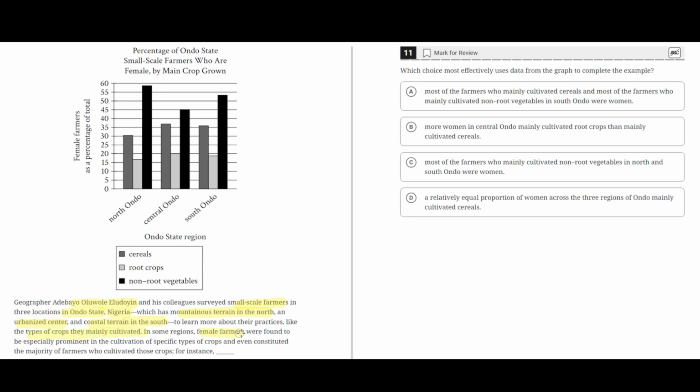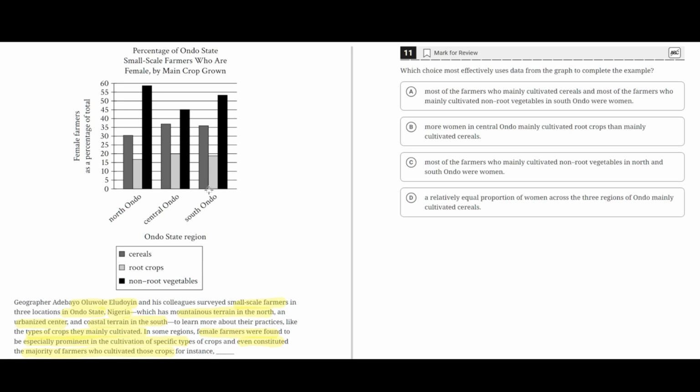In some regions, female farmers were found to be especially prominent in the cultivation of specific types of crops, and even constituted the majority of farmers who cultivated those crops, for instance, blank. So option A says, most of the farmers who mainly cultivated cereals and most of the farmers who mainly cultivated non-root vegetables in South Ondo were women.